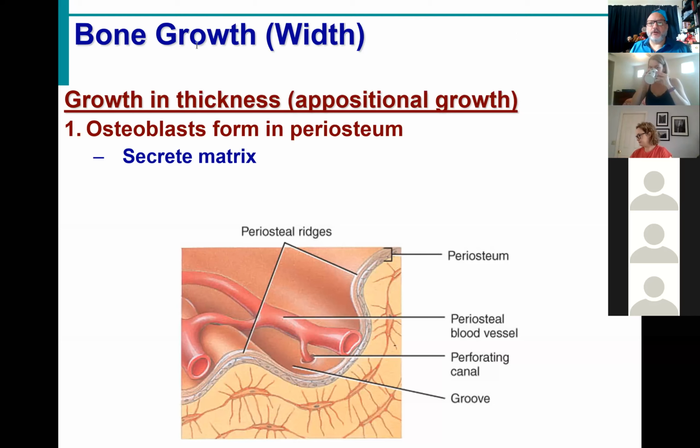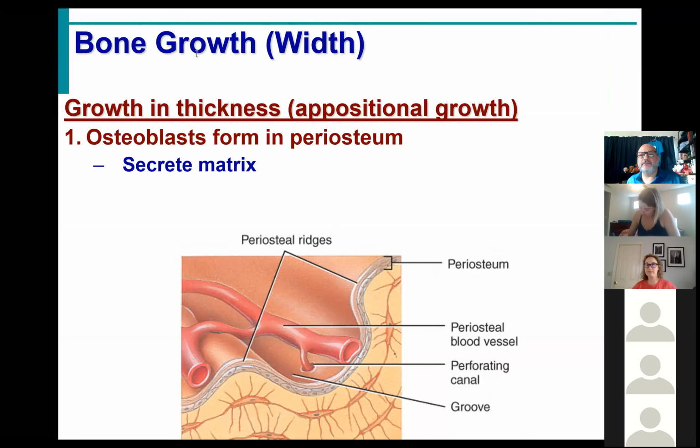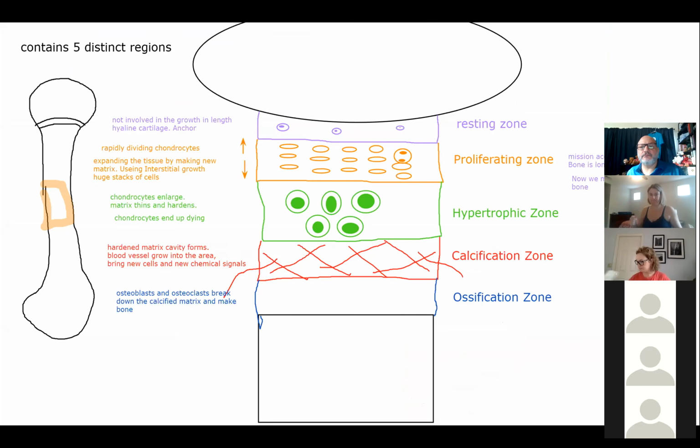All right. So let's switch gears again and talk about our growth in width. Now, again, because we want to be thinking in terms of similarities and processes, to grow in length, we use interstitial growth. What growth process are we going to use to grow in width? Intramembranous? No, again, remember, intramembranous is how we make bones.